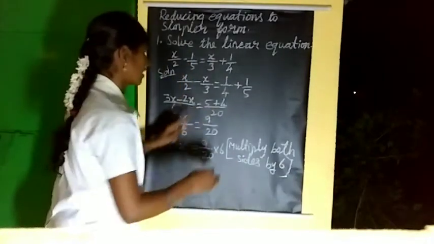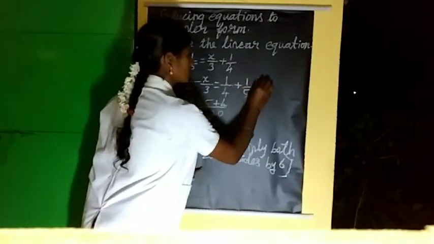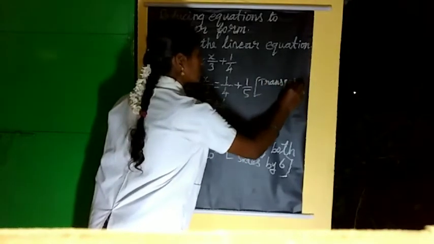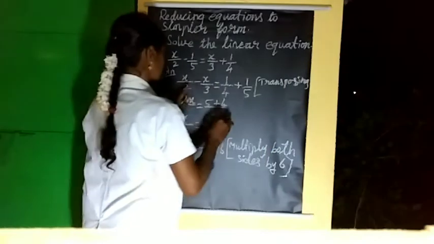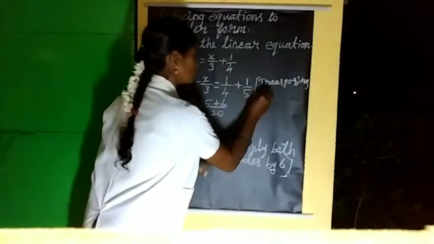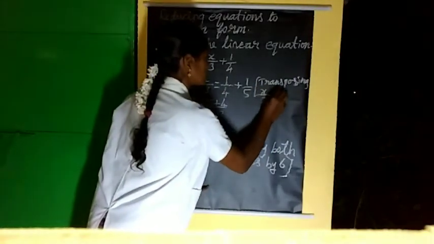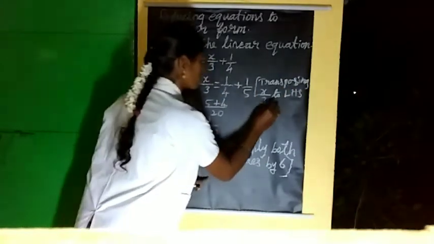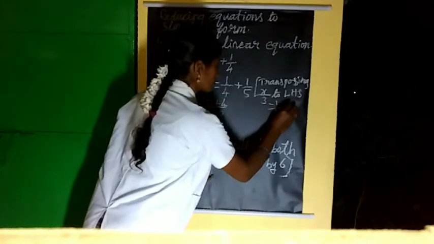Here also one reason. What is the transpose? Transposing x by 3 to the LHS and minus 1 by 5 to the RHS.